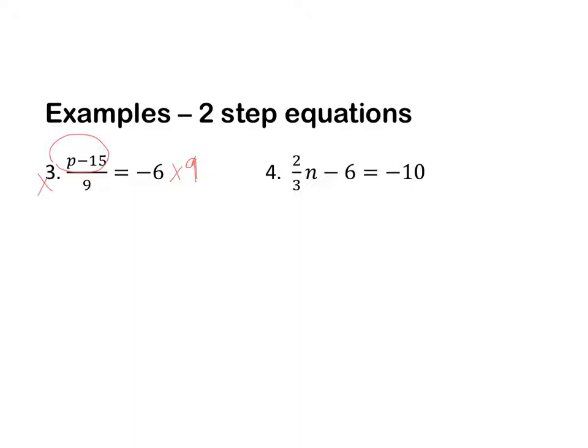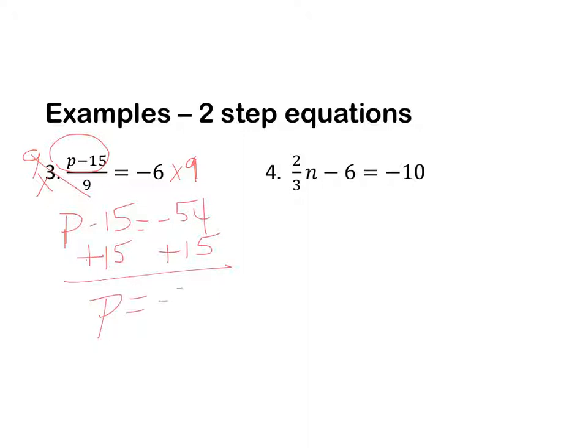And I'm going to multiply this side by 9. And what happens is my 9's cancel out, and I'm left with p minus 15 equals negative 54. Alright, now I have a one-step equation, and you all should be able to solve that one-step equation. You only have p minus 15, so you're subtracting 15, so you have to do the opposite, so you have to add 15 to each side, and that gives you p equals negative 39.